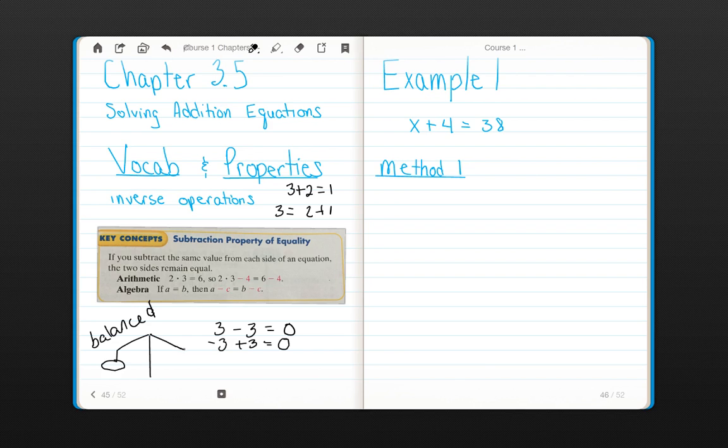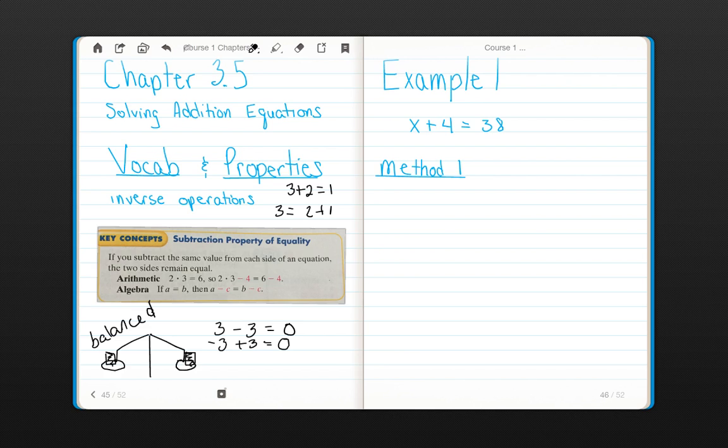Okay, you guys have seen scales like this in science. Whatever I put in one side, I have to make sure I put in the other side in order for them to remain balanced. So let's take a look at example 1.